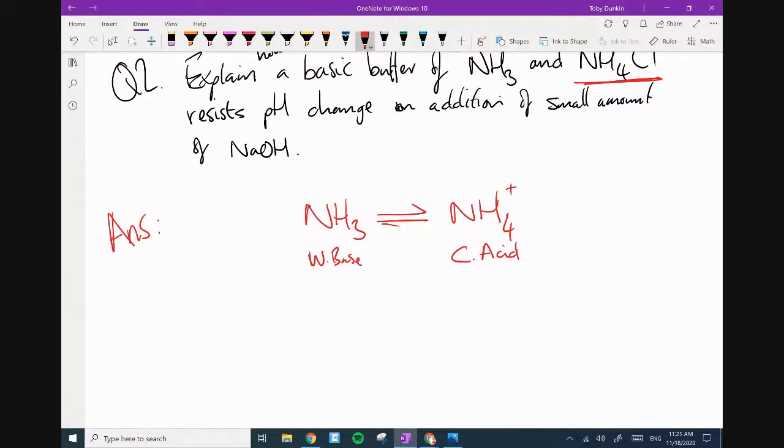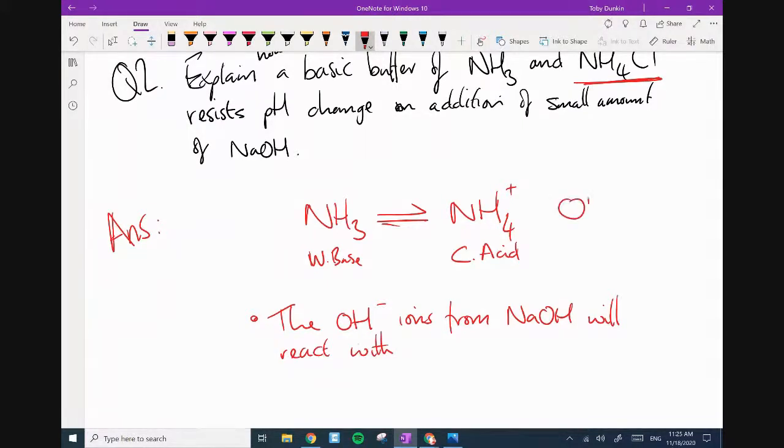We have now added, so bullet point number one, the OH- ions from NaOH will react with, who's it going to react with? Oh, it's going to react with the positive side, of course it is. It's going to react with NH4+ ions.